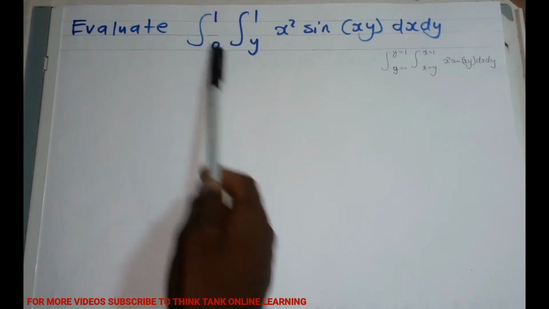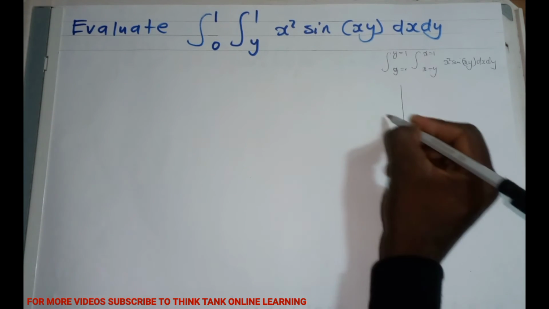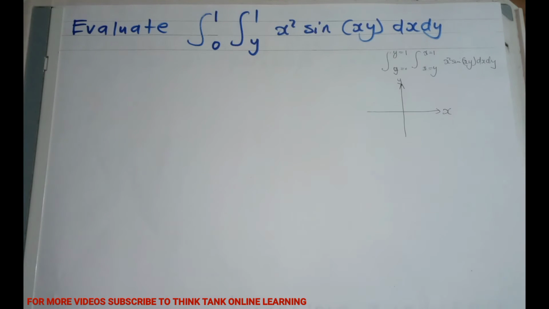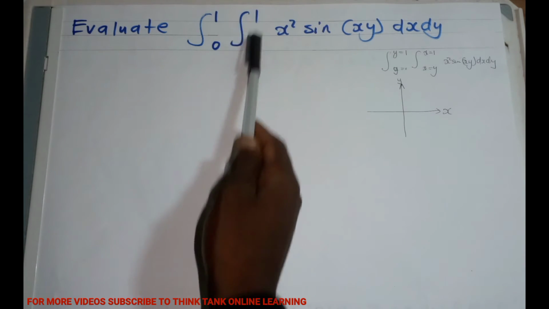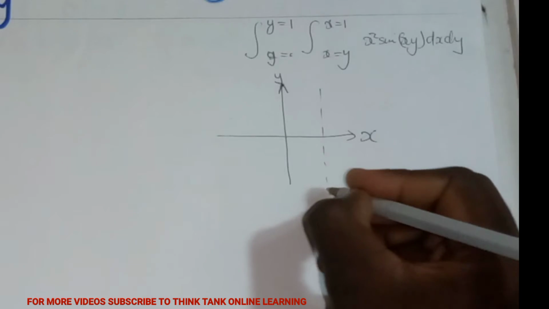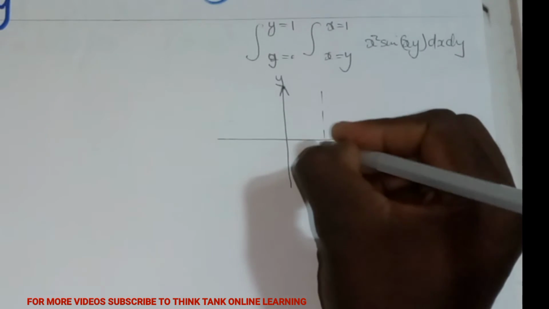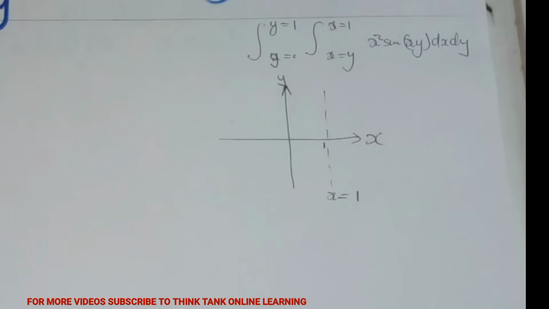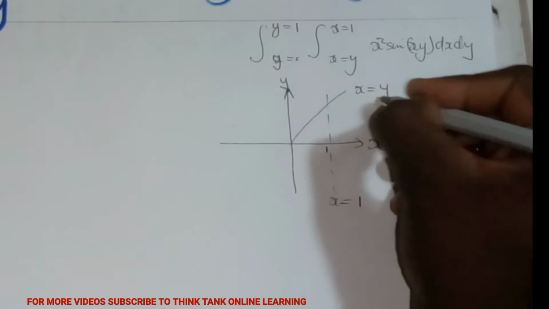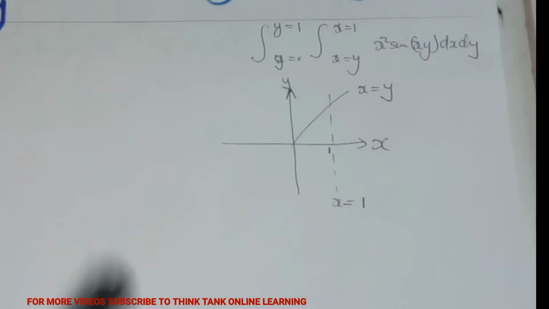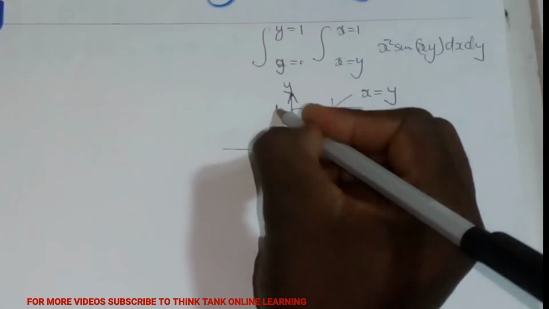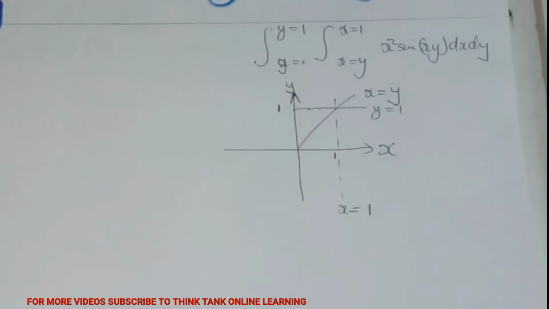I'm going to draw my xy plane here. This is y and this is x. I'm going to start with x equals 1. That is easy. This is a vertical line, x equals 1. Then x equals y, which is a line with gradient 1. Then y equals 1, which is a horizontal line, and the coordinate of y is 1.